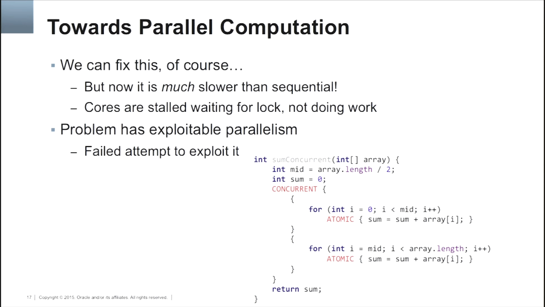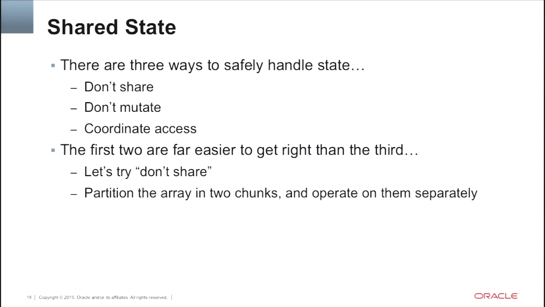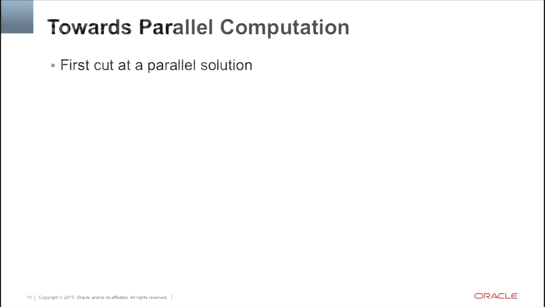So let's keep going. Now, we know, of course, that the root of all evil in concurrency is mutable shared state. So there are three ways to safely handle state. One is don't share it. One is don't mutate it. And the third choice, which should be your distant third choice, is use locks or some other coordination mechanism to coordinate access to it. So let's try to improve our implementation by using don't share. Well, that one turns out to be really easy.